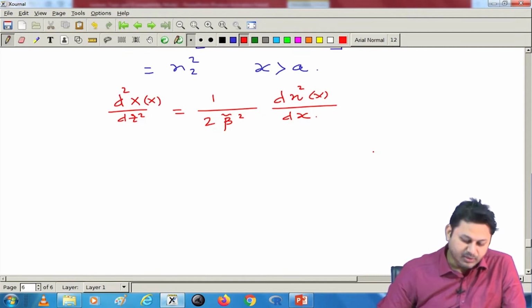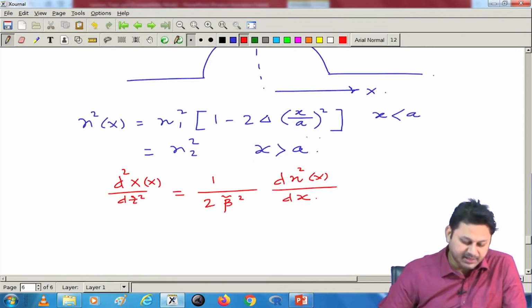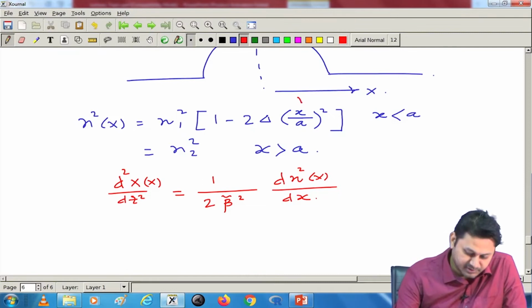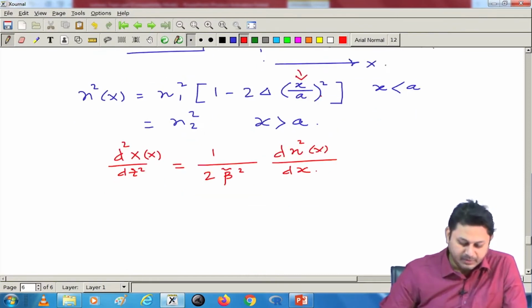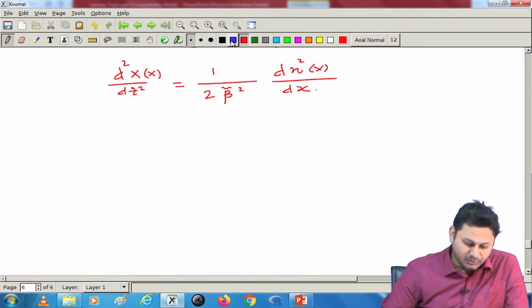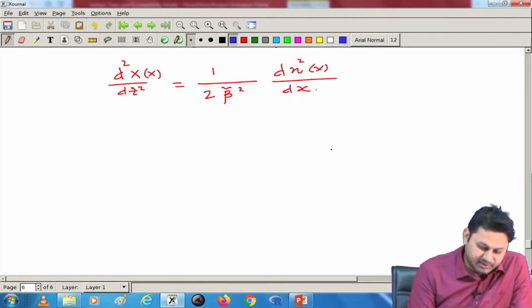and now n square is given as a function of x. In the step index profile it was constant, but here you can see it is not constant anymore, it is a function of x, x is sitting here. So, it is a function of x. So, first I need to calculate this.